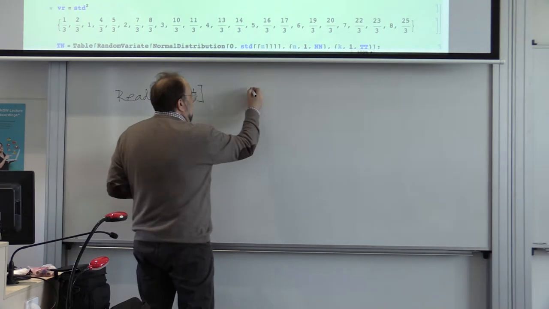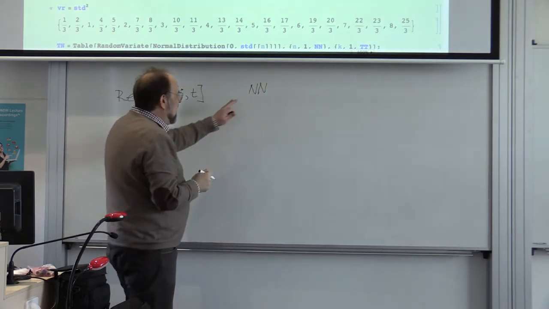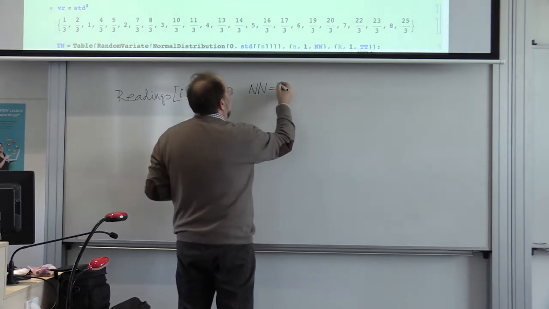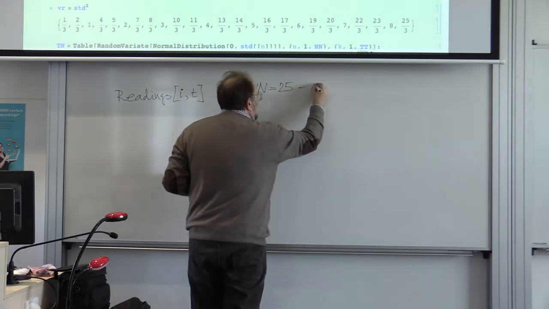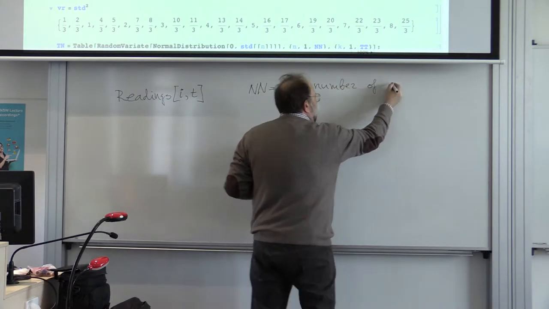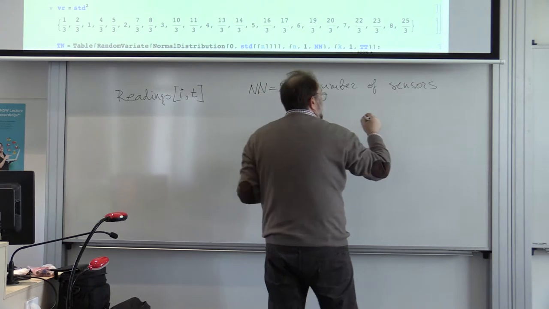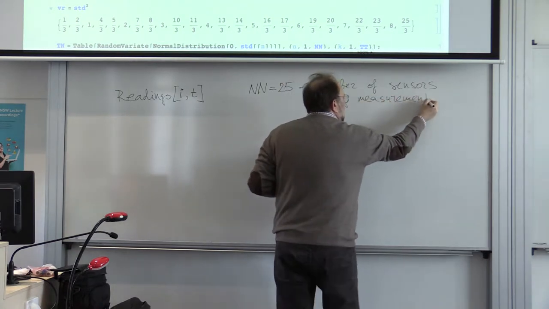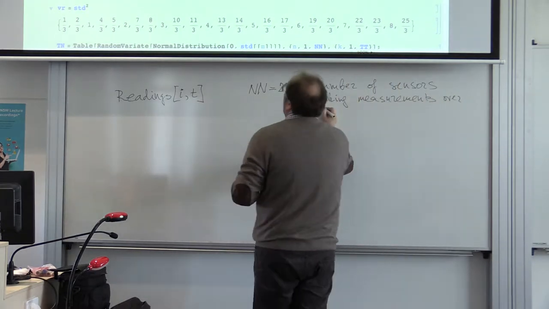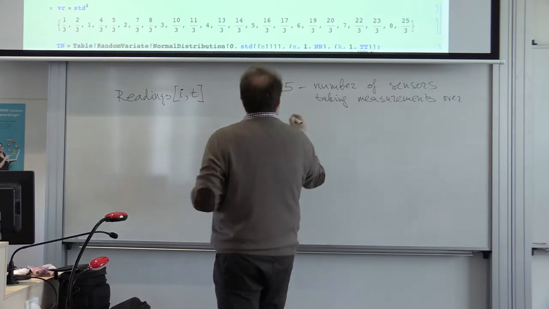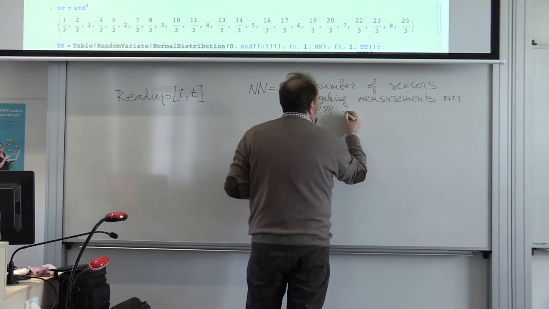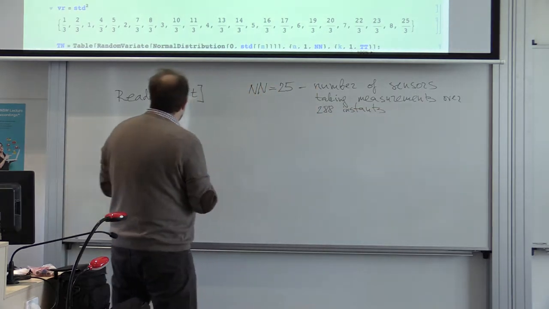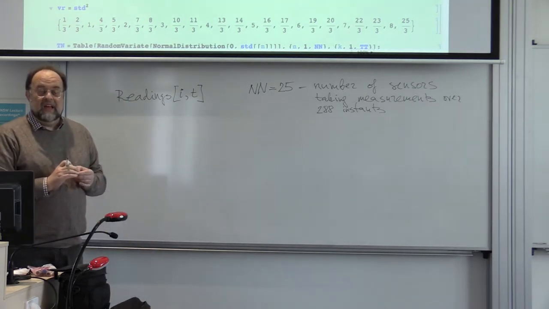And you have in this notation NM. Mathematica reserves capital letters very often, so to stay clear of the trouble, you use at least two letters for the variable name. So NM is equal to 25, that's the number of sensors. And in this case, taking measurements over, I think it was, 288 instants. This is every 5 minutes during daytime. Right, and you want to aggregate optimally these sensor readings.